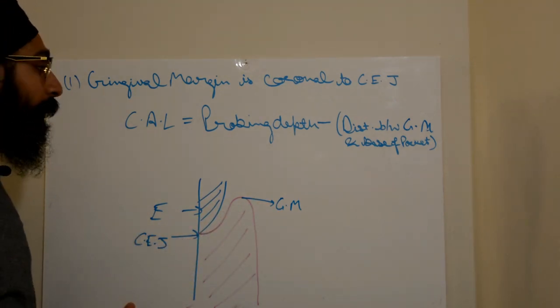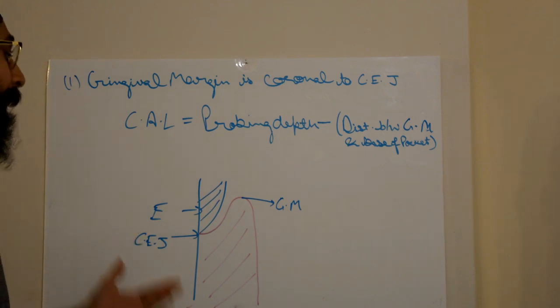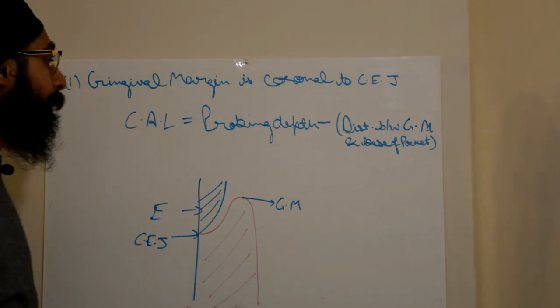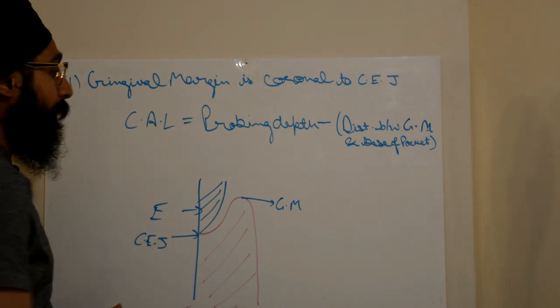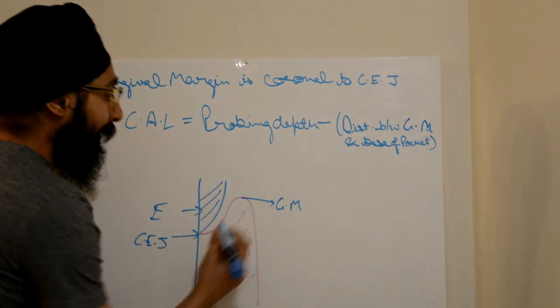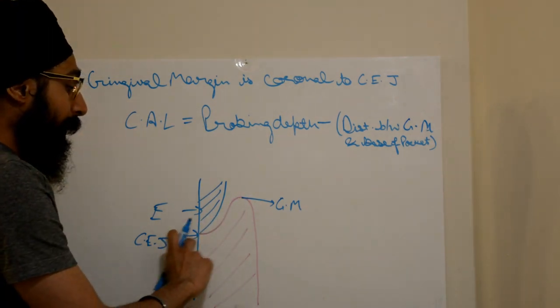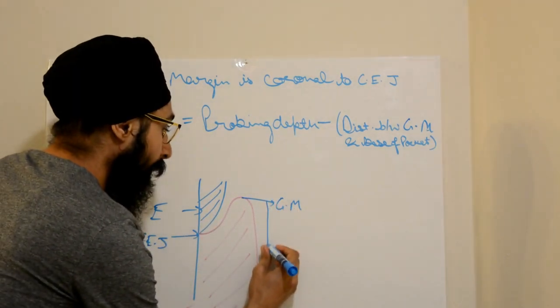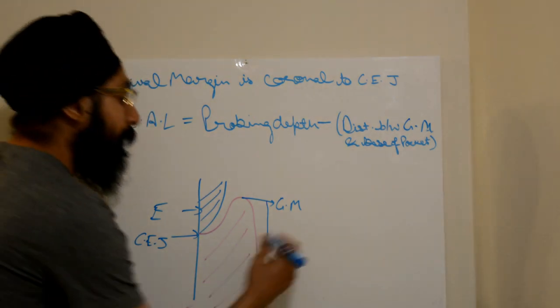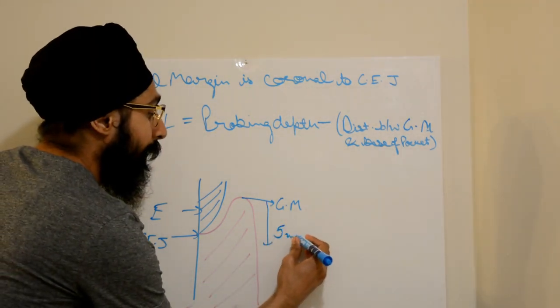So how do we determine the clinical attachment loss in this type of scenario? Clinical attachment loss here is the probing depth. Probing depth, as we know, is measured from the gingival margin to the base of the pocket. From here till here, let's say this is 5 millimeter.